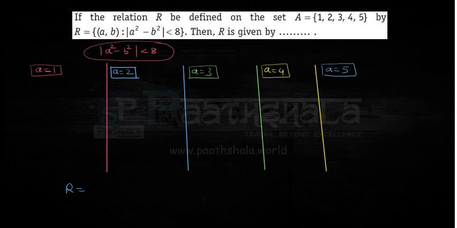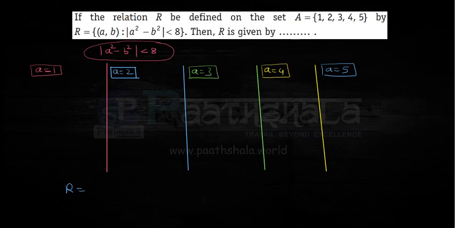So when we have to write the relation, before we start writing the pairs, we must check the condition whether the absolute difference of their squares is less than 8 or not. So we need to take the values of a and b from the set A only. Now let's consider a equals 1. We can take the value of b from set A only: 1, 2, 3, 4, 5. For all values of b, we will check whether it is satisfying the condition or not.